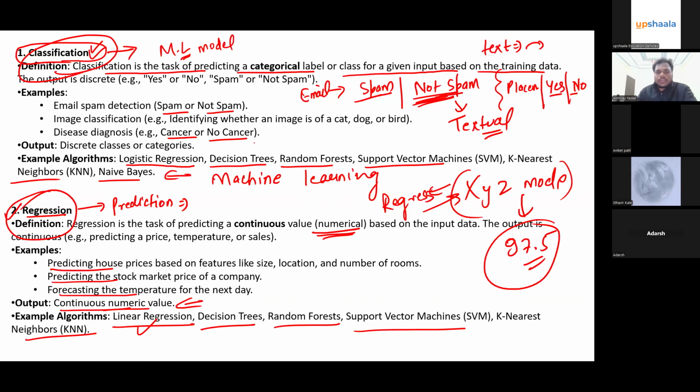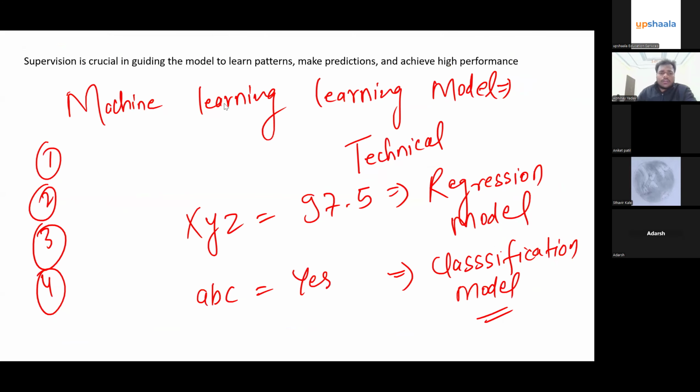This is very important. Before moving to machine learning, we must understand some technical terms: classification and regression. Now there is one more thing, supervision. Why are we reading about supervision? Because our next topic will be the types of machine learning. Before that, we first understand what supervision is and why it is important. Supervision is crucial in guiding the model to learn the pattern, make predictions, and achieve high performance. That's why we are reading about supervision.